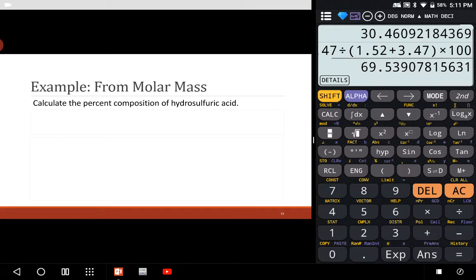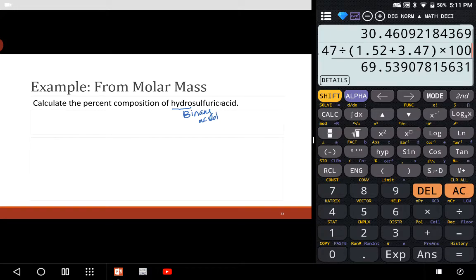All right, here's another example from molar mass. The problem just reads, calculate the percent composition for hydrosulfuric acid. So before I can calculate the mass percent composition, I have to figure out the chemical formula for hydrosulfuric acid. Hydro would be used for a binary acid. So this is a binary acid.